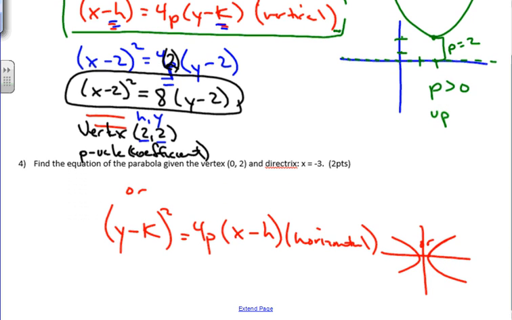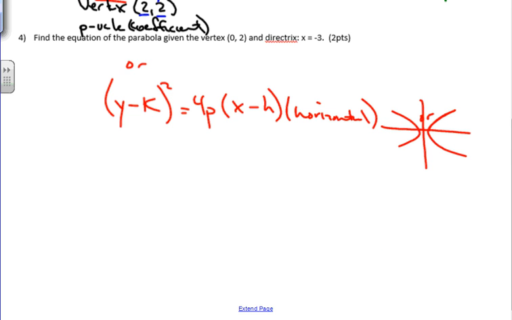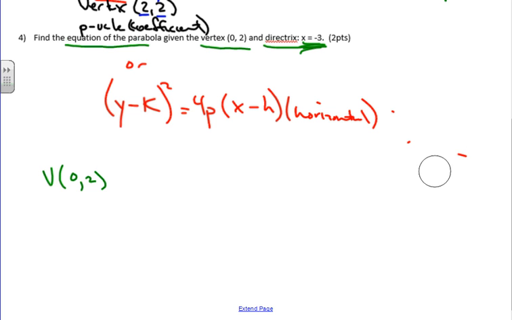To help you out, here's another one, and we're going to do the same process. In this one, we say find the equation of a parabola. We have a vertex at 0, 2. That's important. And we have a directrix at x equaling negative 3. Well, x equaling negative 3 means it's a vertical line. For those that don't know, that is a vertical line. A horizontal line would be y equals, like the previous one we just did. So this is a vertical line going through negative 3.